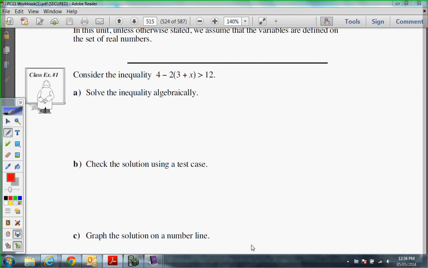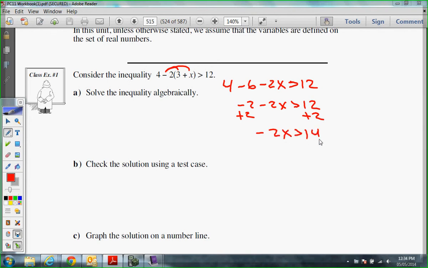So I'm going to distribute the negative 2. That's going to give me 4, negative 6, negative 2x greater than 12. 4 minus 6 is a negative 2. Negative 2x greater than 12. Add 2. Negative 2x greater than 14. And then again, this is the main step here for inequalities, dividing by a negative. We've got to flip that. So that gives me x less than negative 7. That would be our answer there.